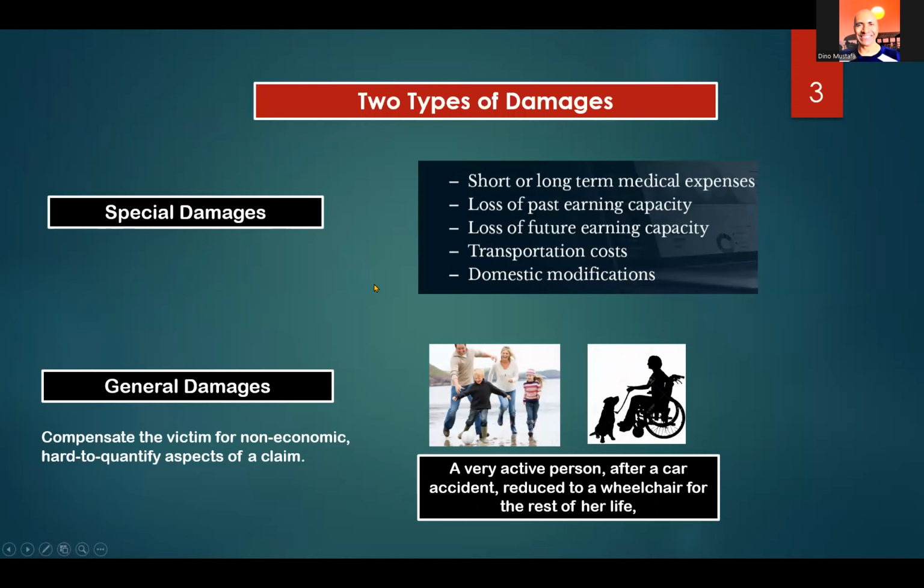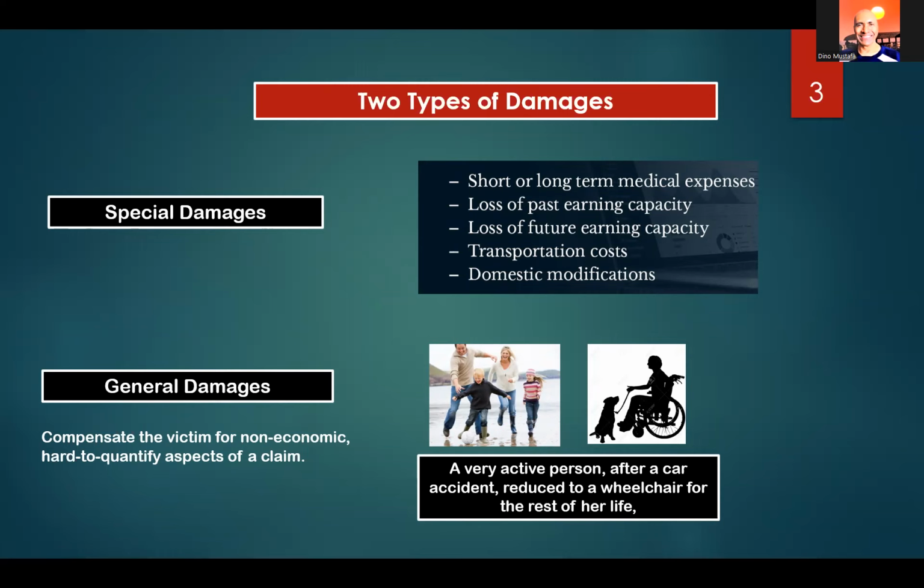So we're going to continue our lecture. I think I did part 1 yesterday. There are 2 damages they're talking about for your CABE exam. One is called the special damages, and the other one is called the general damages. You need to know the definition of what a special damage is and what it includes.